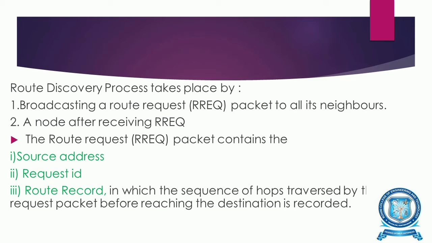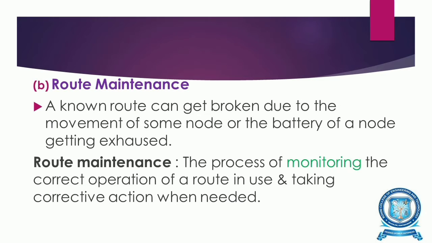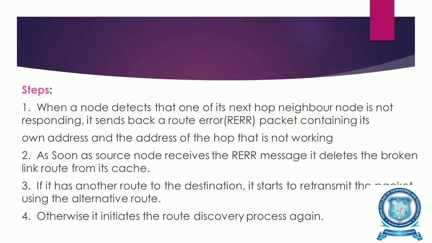Then we'll see about route maintenance. A known route can get broken because some node of the ad hoc network may get exhausted of battery. In that case there will be a breakage in the ad hoc network, so that node should be identified and maintained. For that we use route maintenance: the process of monitoring the correct operation of the route in use and taking corrective action when needed.